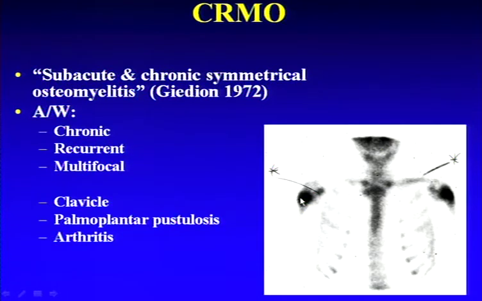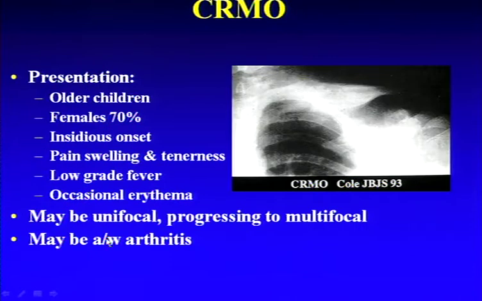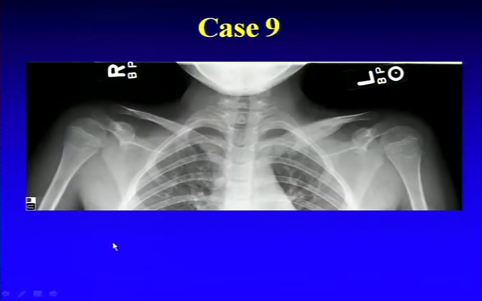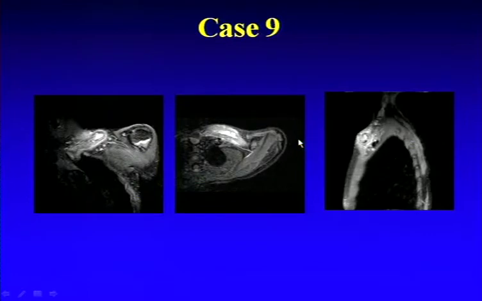And then finally, CRMO. This is a very peculiar entity, chronic recurrent multifocal osteomyelitis. It has a tendency to involve the clavicle. Occasionally, you'll see palmoplantar pustulosis and arthritis. They tend to be older children, with pain and swelling, low-grade fever, and they tend to burn out with time. And this, again, is probably some sort of self-limiting, perhaps viral etiology. If you see clavicular osteomyelitis, many of those patients will go on to develop a CRMO type of picture.